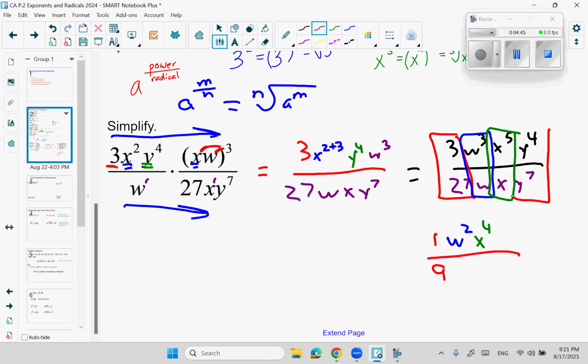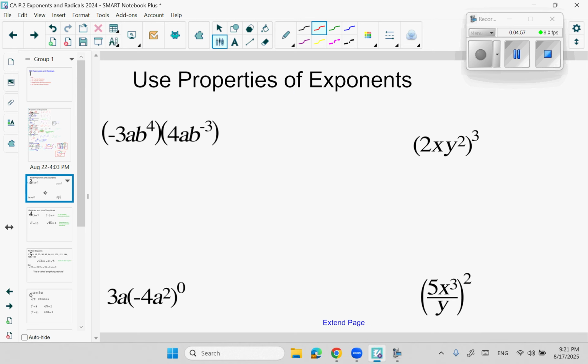And then, of course, I can do these ones. 4 minus 7 will give me negative 3, so I can make that a positive and put it in the bottom. So y to the third in the denominator.